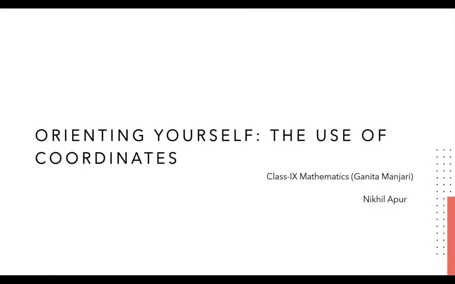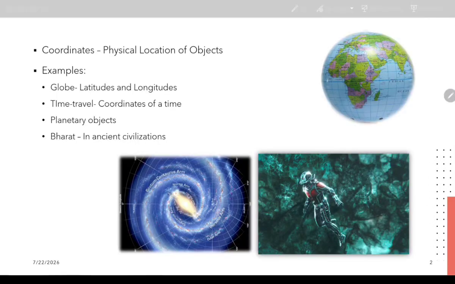Welcome class. Today we will dive into Class 9 of NCERT Chapter-1, Orienting Yourself, the use of coordinates. Let us begin. What are coordinates? A coordinate is a way to represent the physical location of an object. What does it mean? Let us take an example.